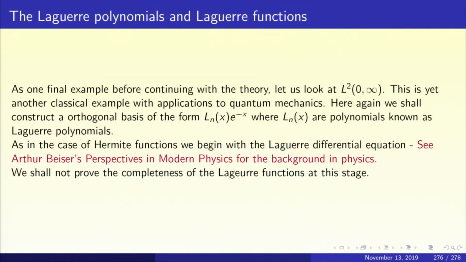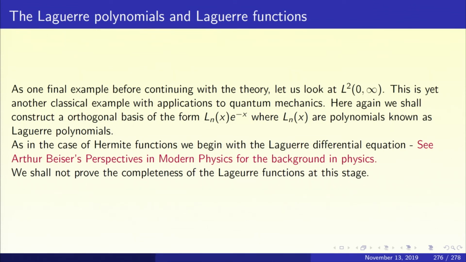We have looked at L2 of the real line. Let us look at L2 of the open interval 0 infinity. This is another classical example with applications to quantum mechanics. Here again, we shall construct an orthonormal basis of functions, and these functions are called Laguerre functions. And what are the Laguerre functions? The Laguerre functions are of the form ln x e to the power minus x, where ln x is a certain polynomial. These polynomials are called Laguerre polynomials.